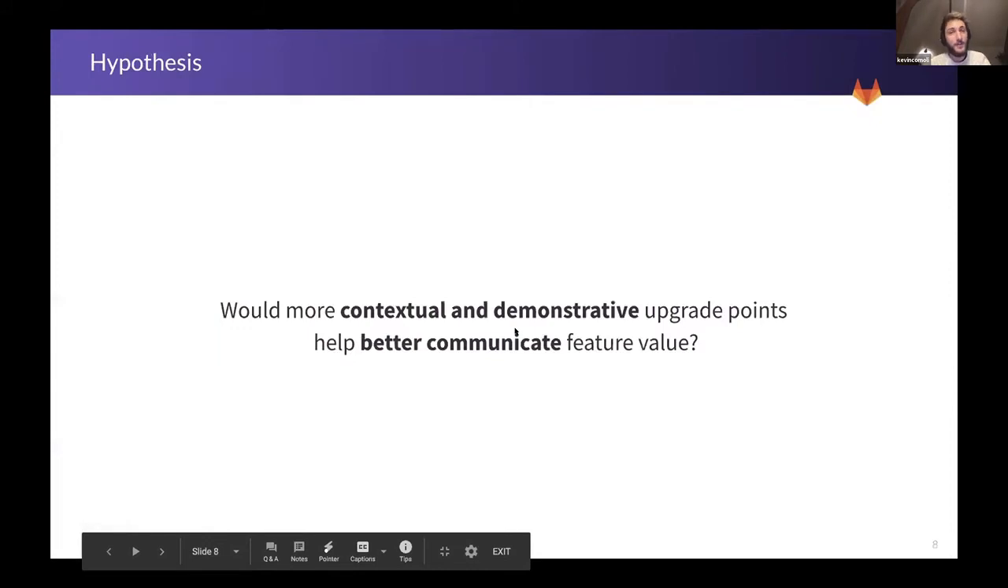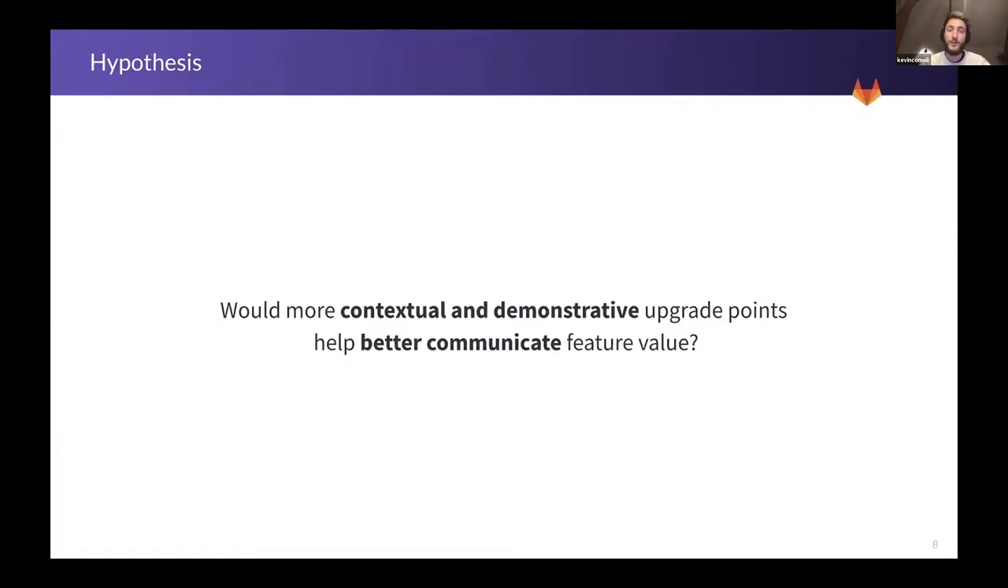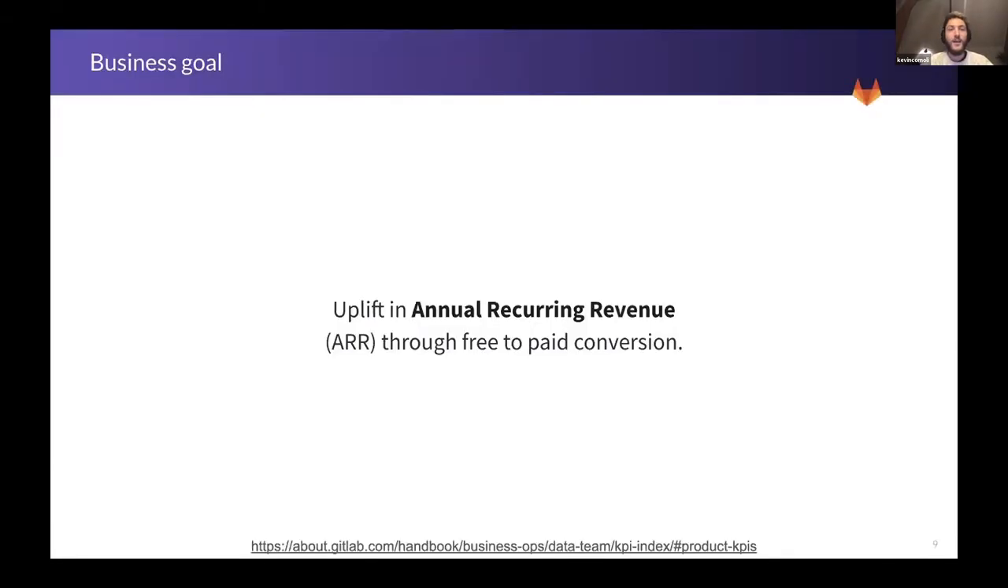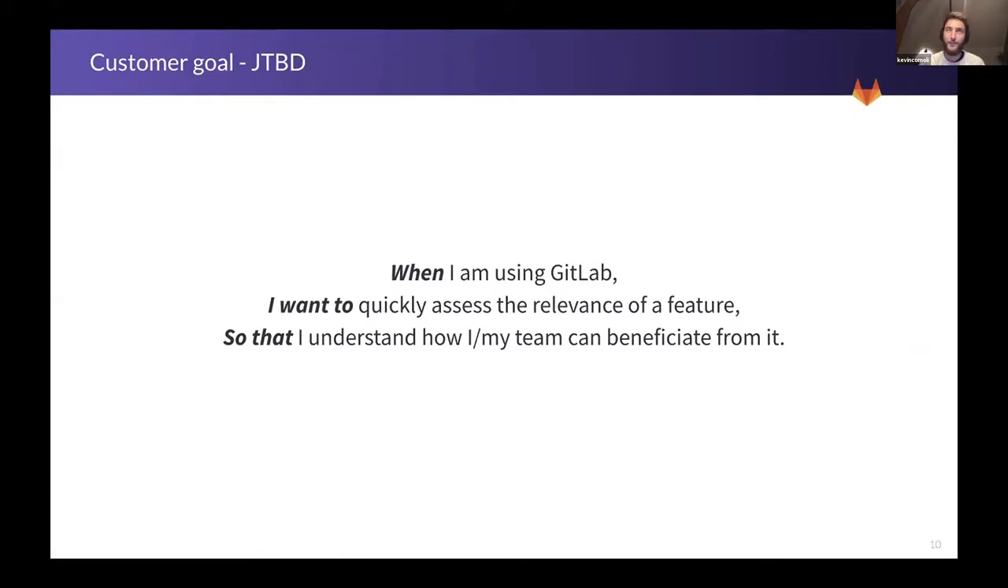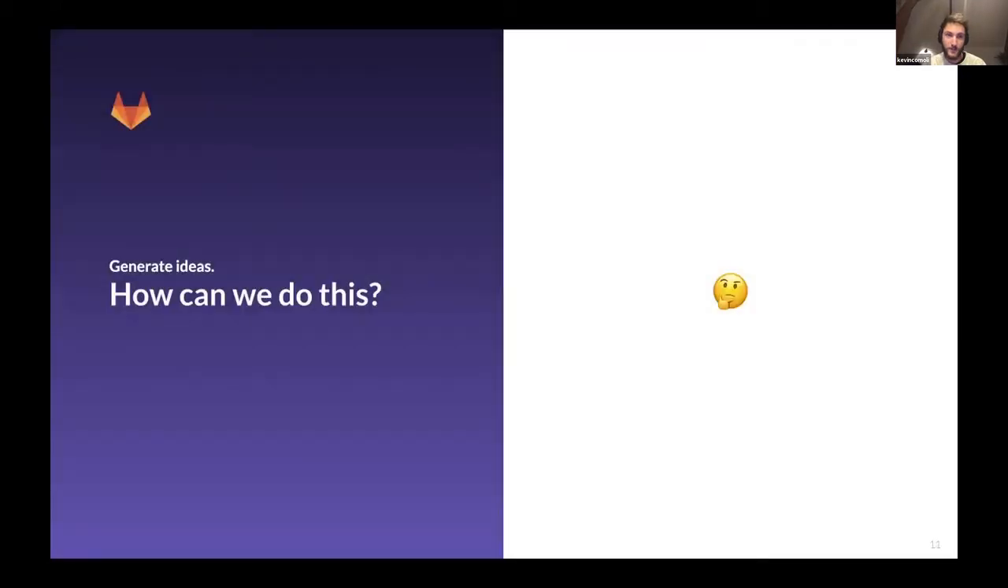Based on our observation, we drew the following hypothesis: would more contextual and demonstrative upgrade points help better communicate feature value? The underlying business goal that we're tackling was a potential uplift in ARR, annual recurring revenue, through free-to-pay conversion. If we put ourselves into the user's shoes, we can formulate it as the following: when I'm using GitLab, I want to quickly assess the relevance of a feature so that I understand how I or my team can benefit from it.